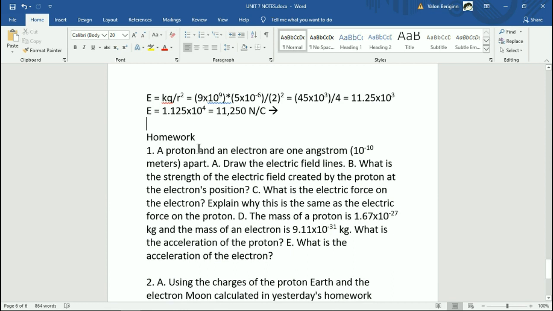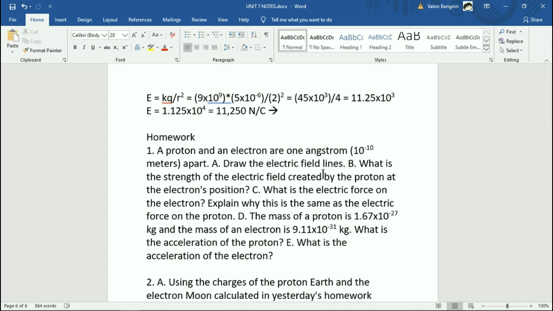So we have a proton and an electron that are 1 angstrom apart. Now, an angstrom is just a fancy way of saying 10 to the minus 10 meters. Okay, so that's the distance between them. So draw the electric field lines. Again, I guess you can't really do that on the Google form, but it's good to have it at least for reference. Even if the question never asks you explicitly to draw the electric field lines, you always should, just so you have an idea of what things look like and where the directions are going. So at least on a piece of paper, draw it out.